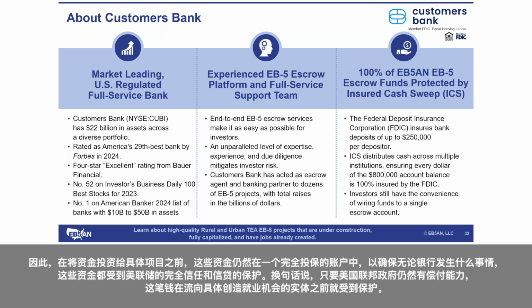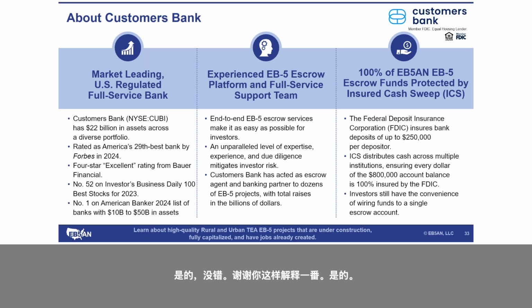So before funds are advanced over to the individual project, they're still in a fully insured account to make sure that no matter what happens with respect to the bank, the funds are protected, with the full faith and credit of the Federal Reserve. Yes, so said differently, as long as the US federal government remains solvent, the money is protected right before it goes to the individual job creating entity. Yes, that's correct. And thank you for putting it that way.